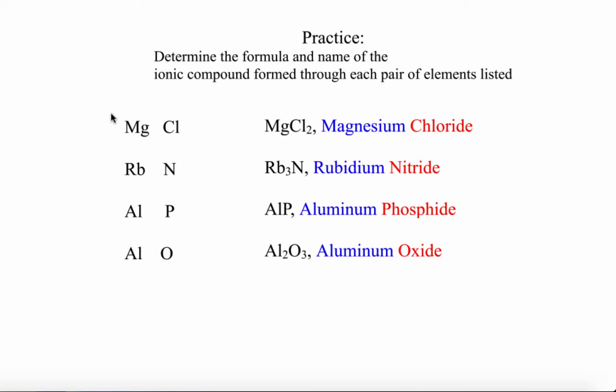Okay, so these ions will naturally bind together, forming what's called an ionic bond. The ionic bond is just that attraction between the positive and negative cation and anion, and it's just the attraction between them.